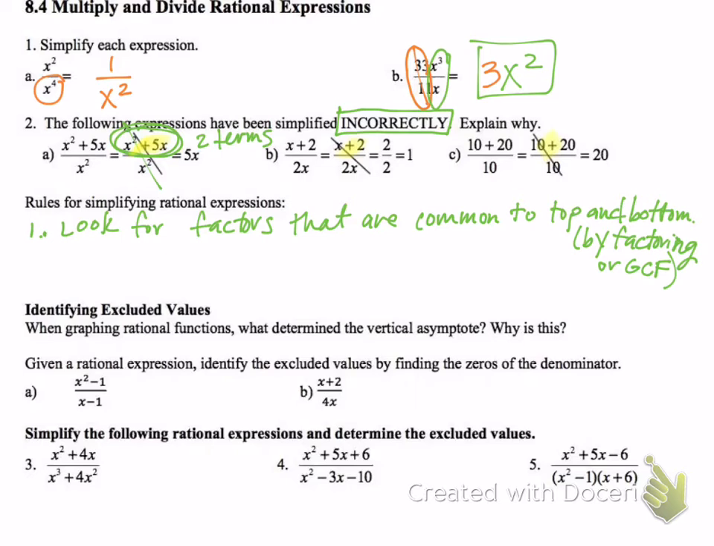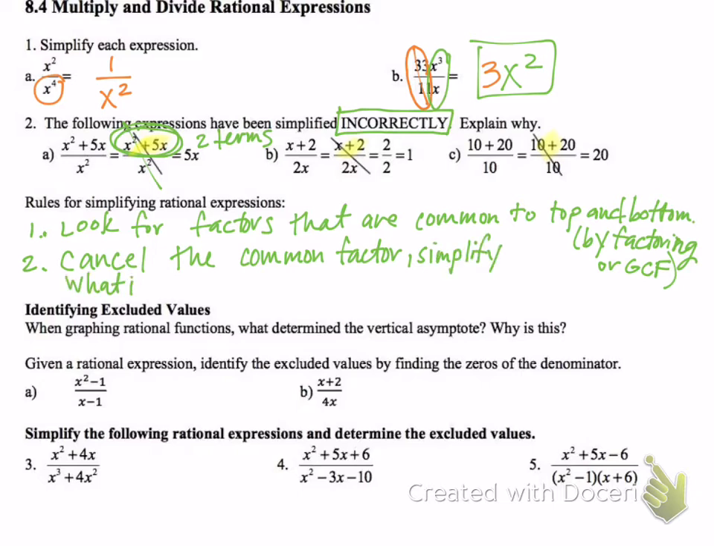So on your pink sheet, step 1 is factor, and that's why it's written so big, because we're going to factor first. Then the second step when simplifying is cancel the common factor and simplify what is left. And something that I want you to write and highlight in bold is you can only cancel factors, not terms.